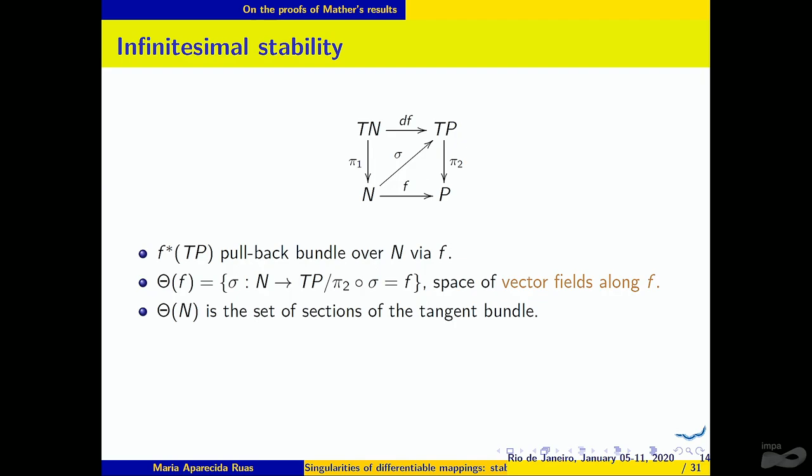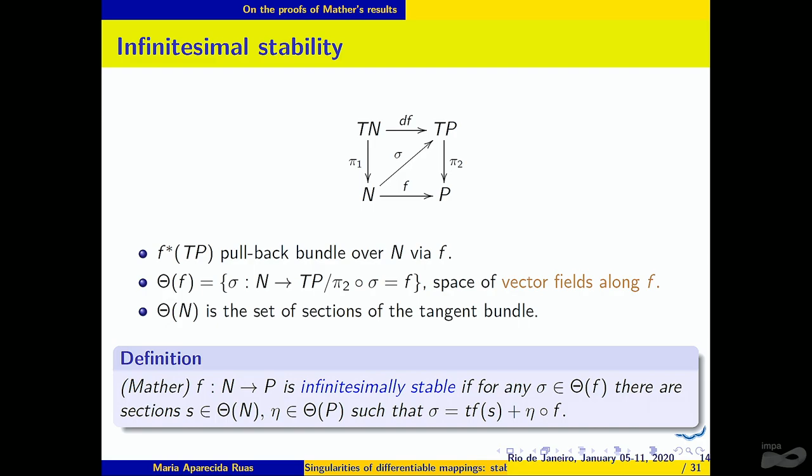We denote by theta N the set of sections of the tangent bundle at the source, and similarly theta P is the sections of the vector bundle in the target. Then the definition is the following. F from N to P is infinitesimally stable if, given any vector field sigma along F, I can find a section S in the source and a section eta in the target in such a way that sigma can be decomposed as TF of S plus eta composed with F.